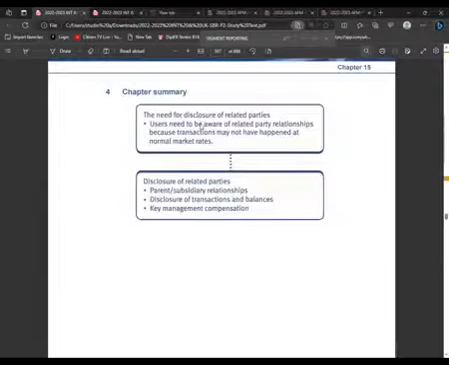This chapter summary: the need for disclosures of related parties. Disclosure of related parties: you must disclose the parent-subsidiary relationship. You must disclose all transactions and balances outstanding. You must, in this case, disclose key management compensation.